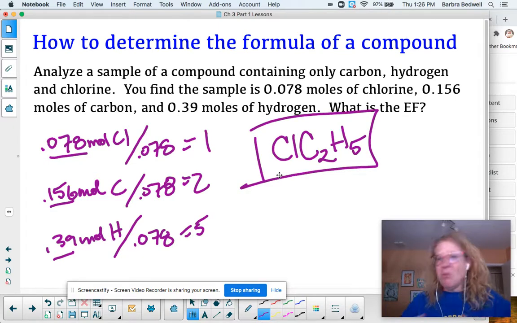That's not necessarily its real formula. May be some multiple of this, like in the sugar example. But I know that these combine in a ratio of 1 to 2 to 5. And that gives me a baseline to deal with for my empirical formula.